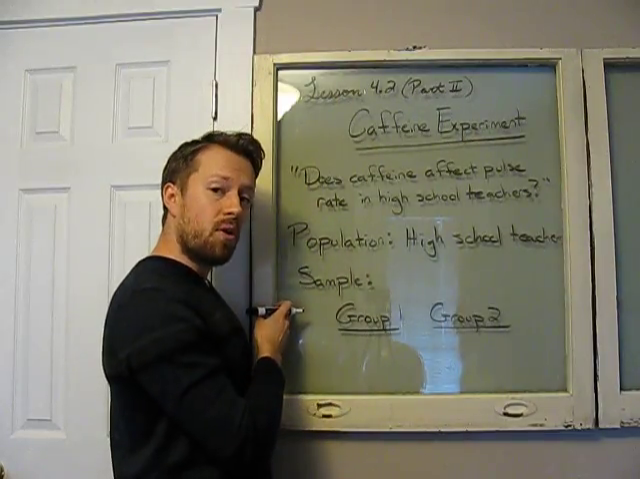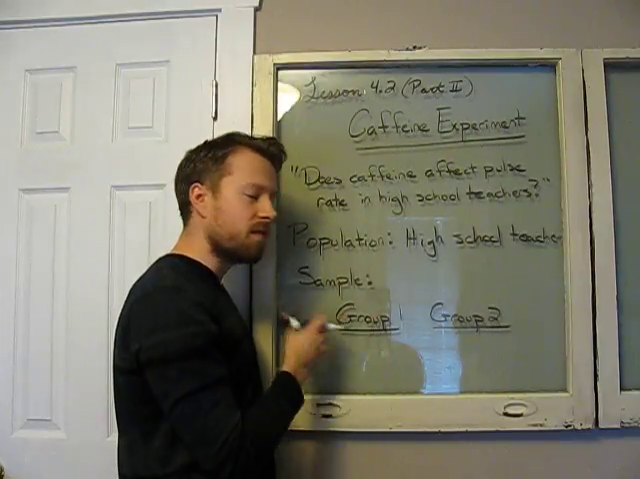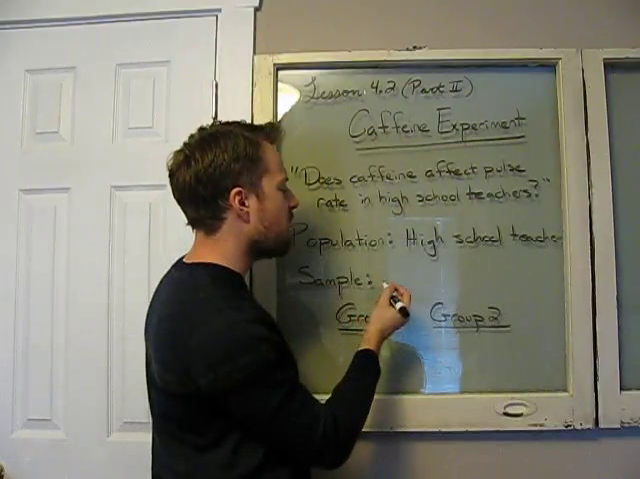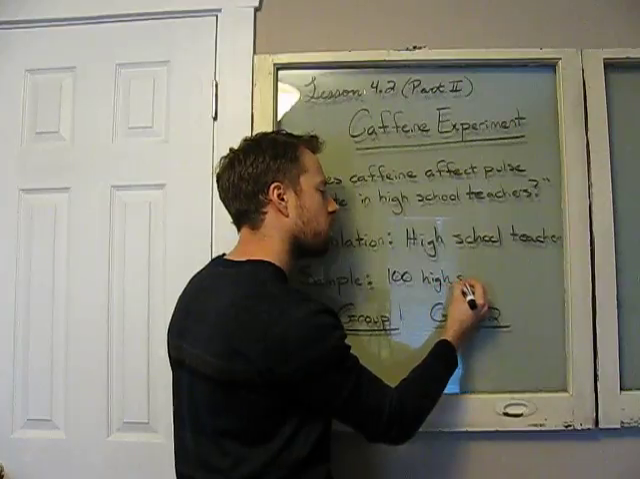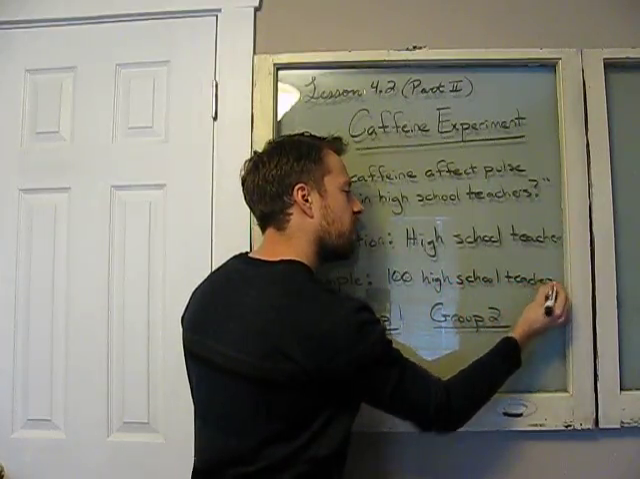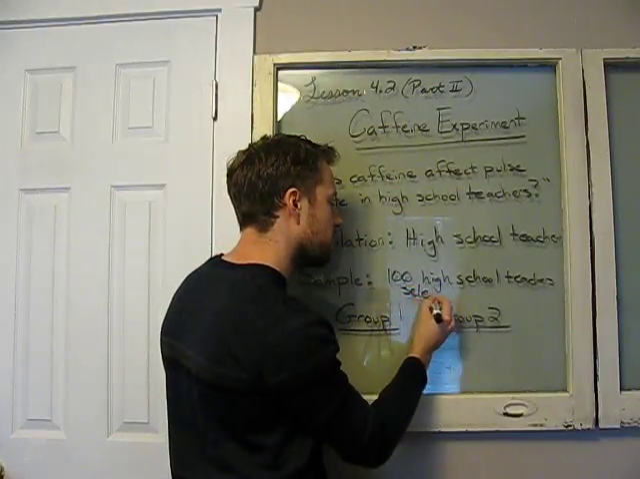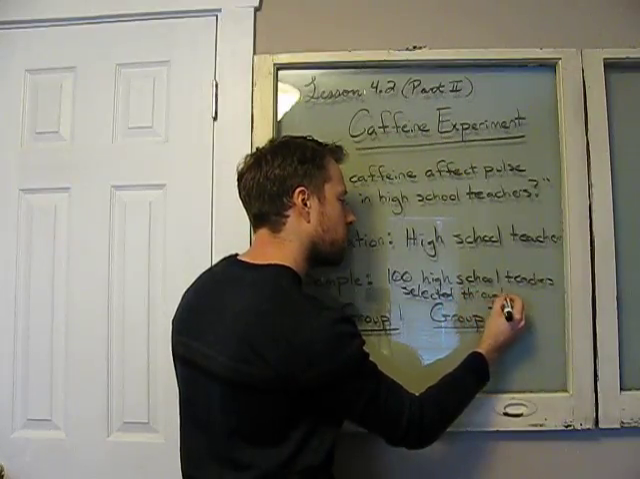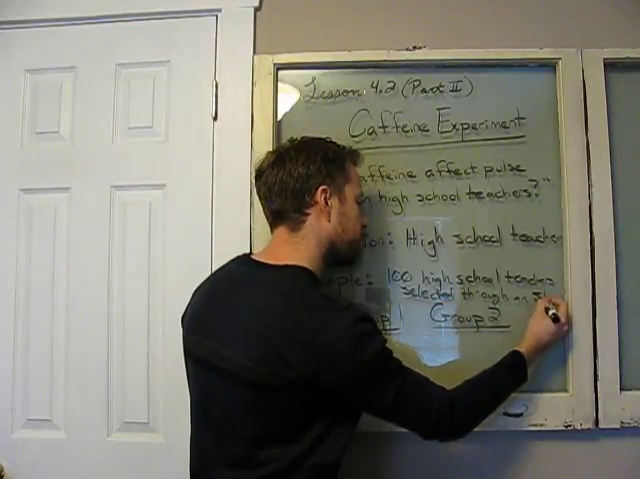Now, my sample always needs to reflect the population. If it doesn't, I have a bad experiment. In fact, the results may not be useful to me at all. So in my sample, I'm going to say 100 high school teachers, and I need to mention, this is very important, that they were selected randomly. And I'm going to be specific. I'm going to say I used a simple random sample.